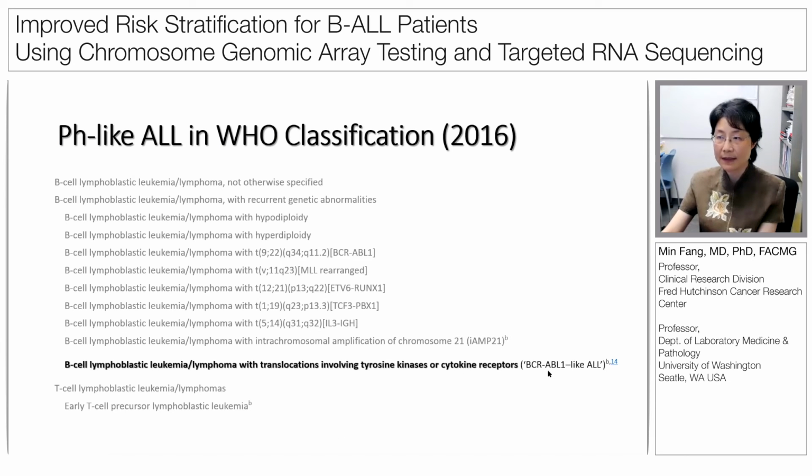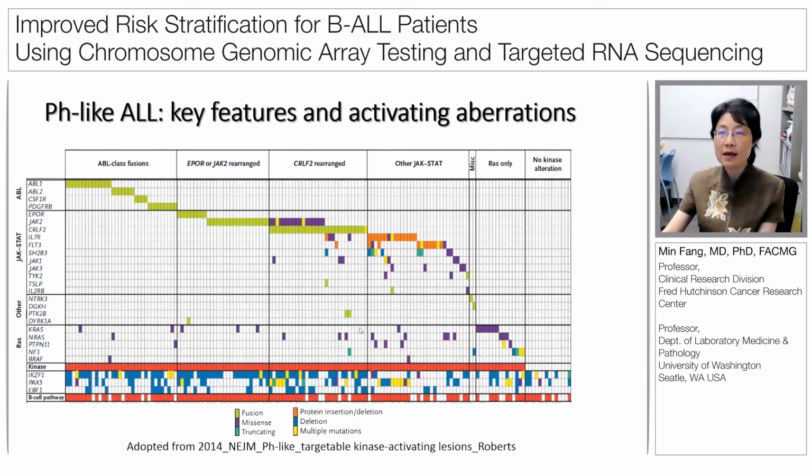So they can be PCR-able-like. Basically, in the WHO classification of 2016, it's called out as those with translocations involving tyrosine kinases or cytokine receptors. It was beautifully summarized in the 2014 New England Journal of Medicine paper by Roberts et al. For pH-like ALL, you will have about 22% of the ABL class fusion and 6% to 9% of EPO and JAK2 rearrangements respectively.